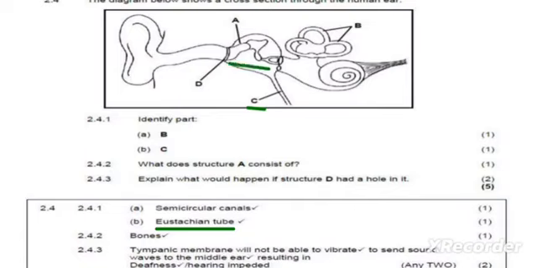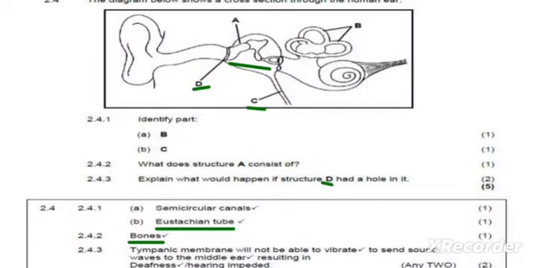In structure A, we have bones. Those are bones, and that's the answer. Explain what would happen if structure D had a hole in it. D is the tympanic membrane. So you must know parts and then you must know their functions. So if they ask you what will happen when it gets damaged, you're just going to say that it's not going to be able to perform its function.